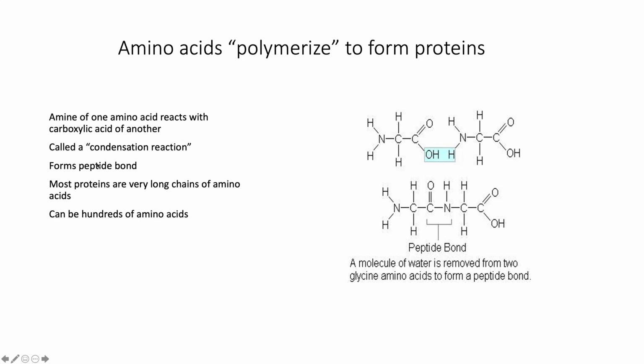And this is the reaction. It's called a condensation reaction. So the carboxylic acid functional group of one amino acid reacts with the amino functional group, and it's a condensation because you form water. You see I got an H and an OH. This is called a peptide bond. Okay, a molecule of water is removed.